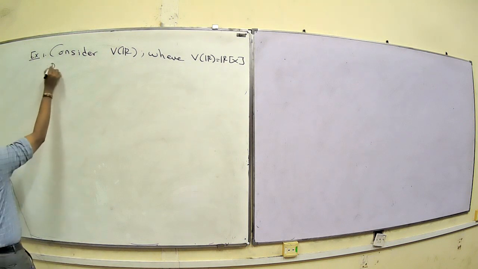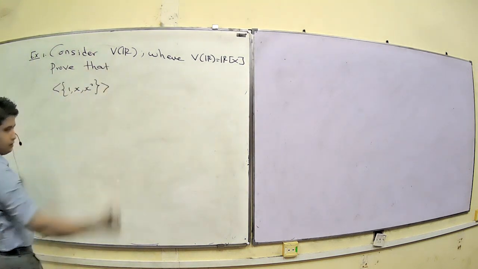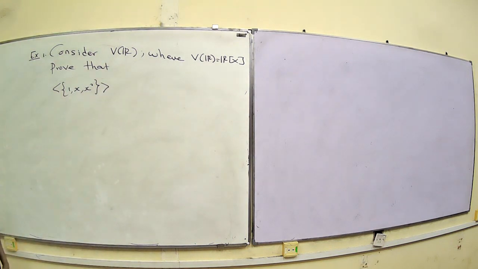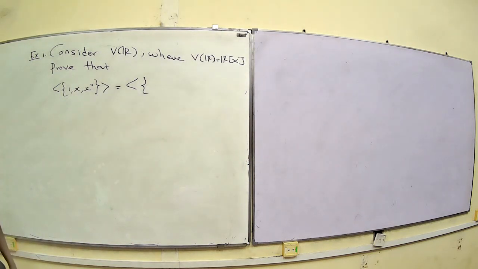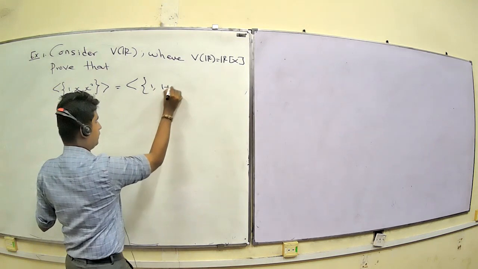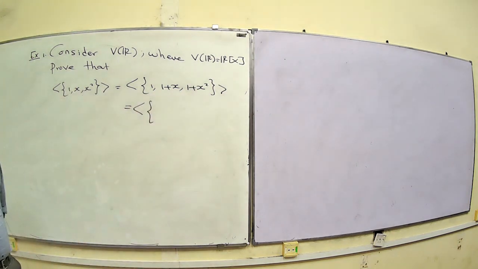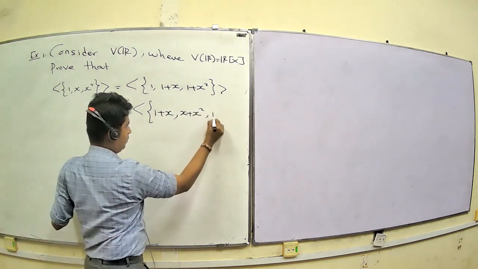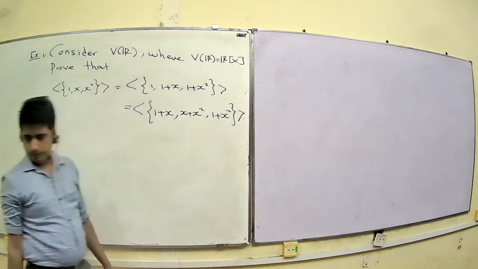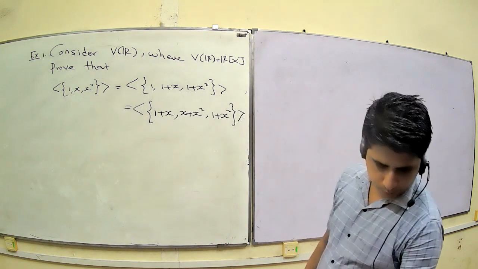Prove that the span of {1, x, x squared} equals the span of {1, 1 plus x, 1 plus x squared}. It is your question now. So how can we do this problem?